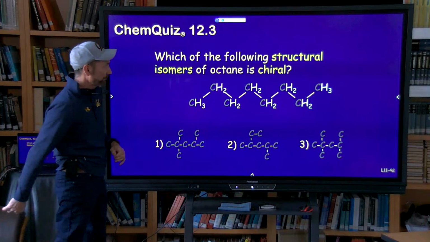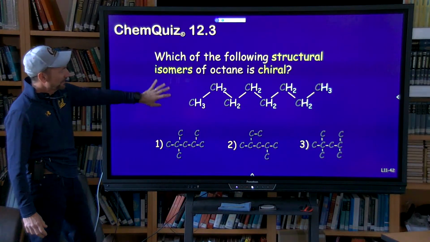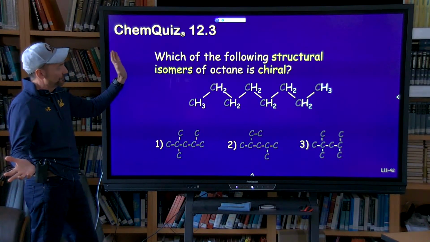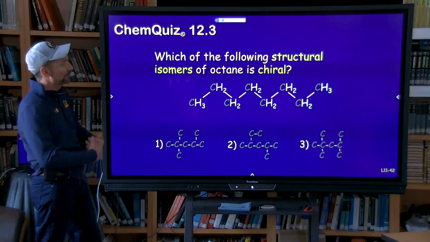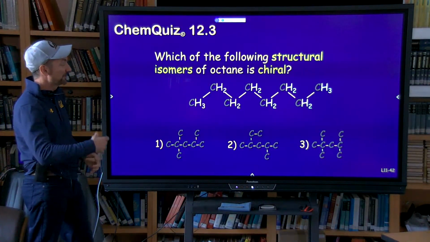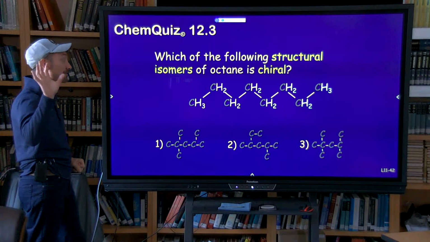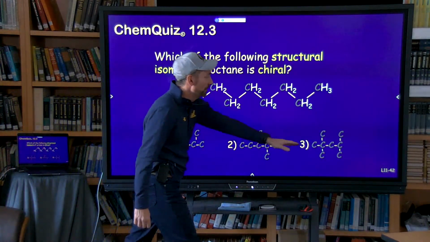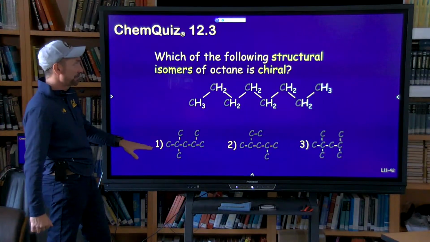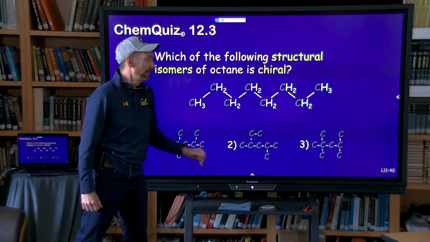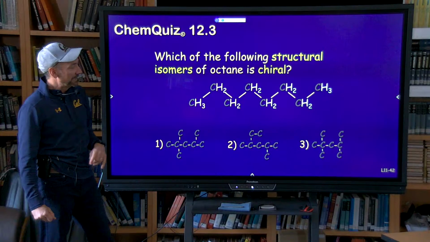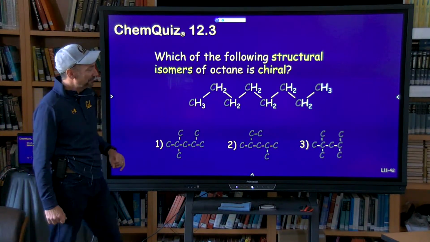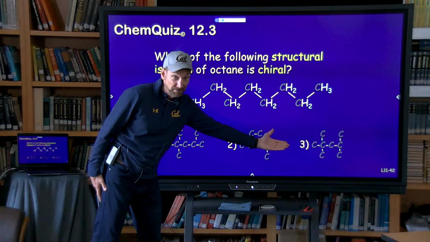We're not going to bother too much with chirality other than to acknowledge it exists, and it's an important part of biology, so you should be aware of it. You can determine, here are 3 structural isomers of this octane. So they have the same number and kinds of atoms, but they're arranged differently. One of them is chiral.